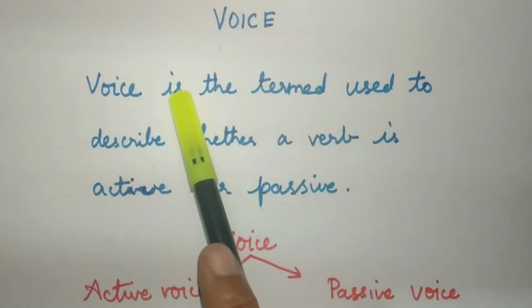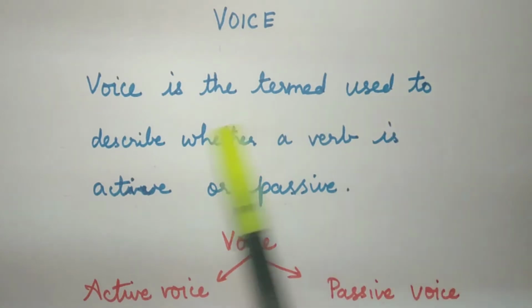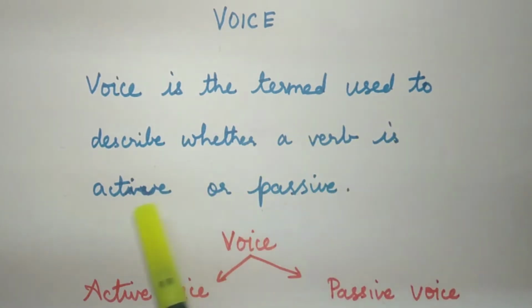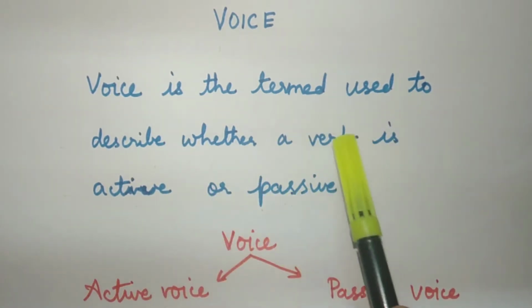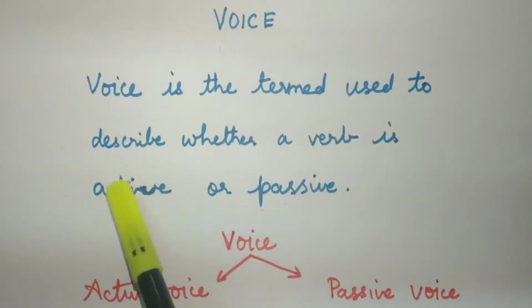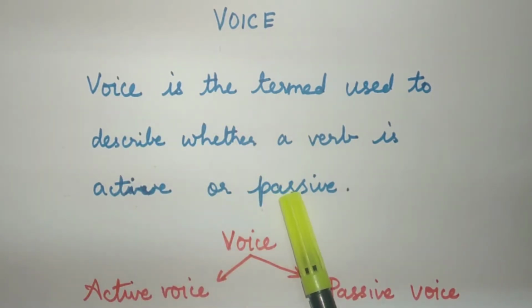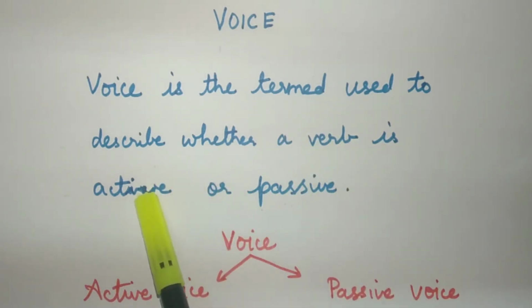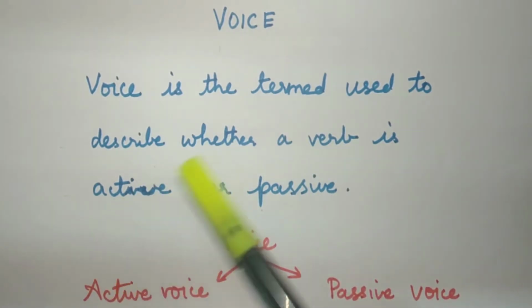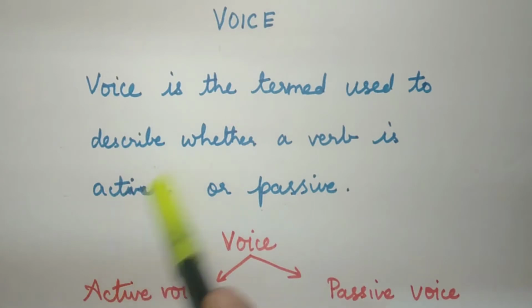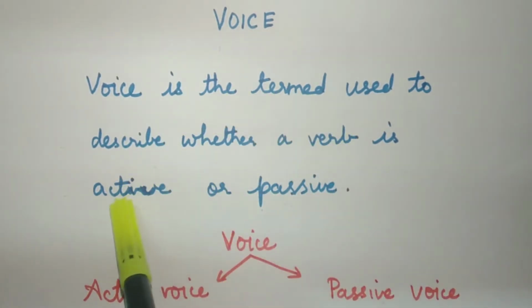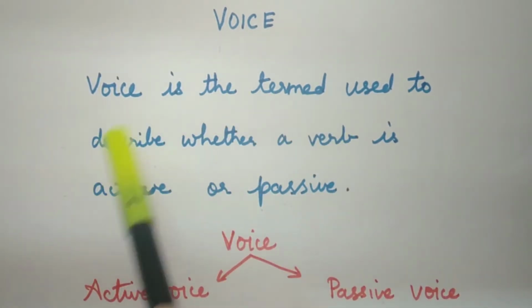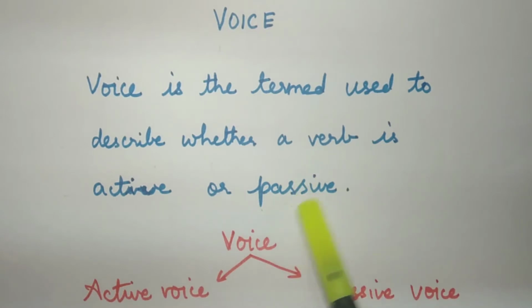Voice. Voice is the term used to describe whether a verb is active or passive. That means the verb is describing whether it is active or passive. Nothing but verb, that is the action. So how do we find the active? The doer of the action or the performer of the action. Action is nothing but the verb here. That type of sentence we say as active voice. In the same way, the passive voice means he will be the receiver of the action. That type of sentence we say as passive voice.